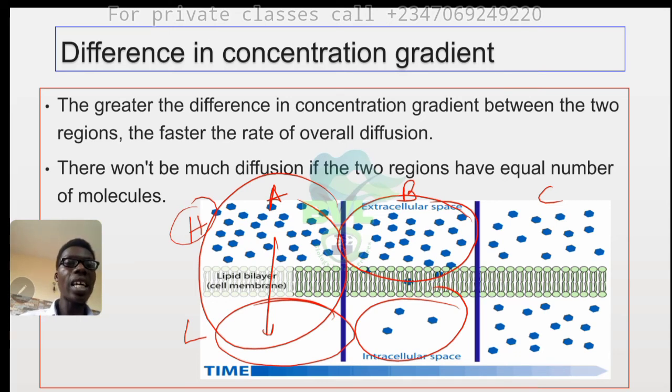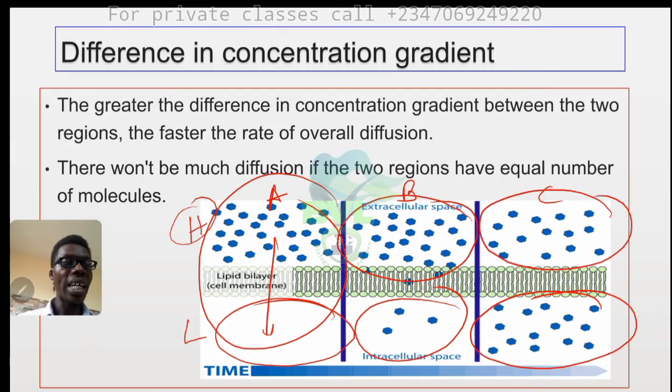But in C, you have 14 molecules here. I think I counted this some time ago. This is 14. As the molecules come here, they are hitting each other. If this one wants to move this way, they hit each other like that. So the movement will be very little or zero. Why? Because the substances don't have space to move anymore, because the number of molecules on both sides is almost equal.